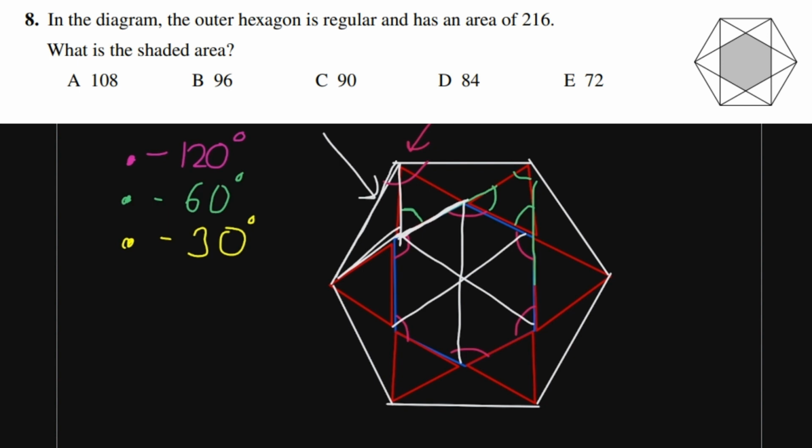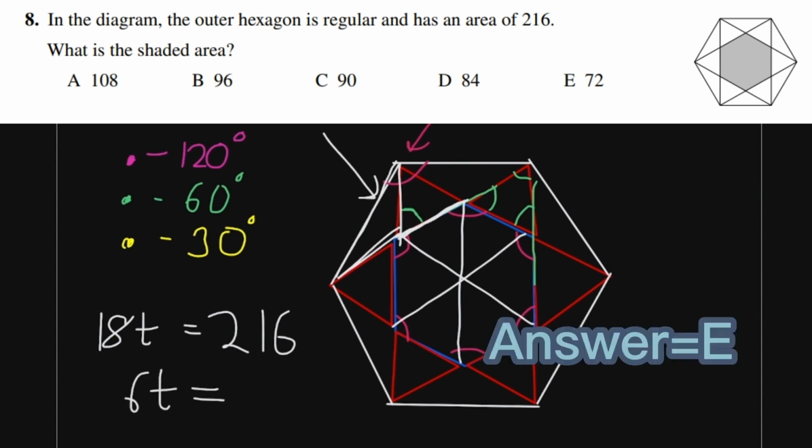Now we know the 18 triangles making up this big hexagon all have the same area. So 18t is 216, and the small hexagon which is the shaded area has exactly 6 of these triangles. So the area of the shaded region is 72.